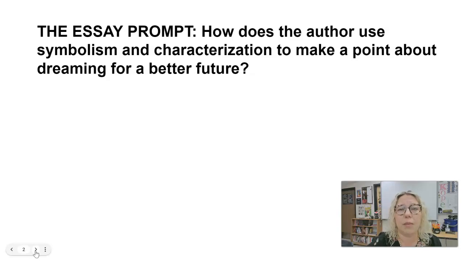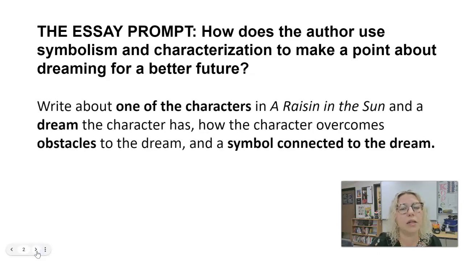The essay prompt, the prompt for your 2 paragraphs, is: how does the author use symbolism and characterization to make a point about dreaming for a better future? And your job then is to write about one of the characters in A Raisin in the Sun, a dream this character has, and a symbol that connects to their dream.